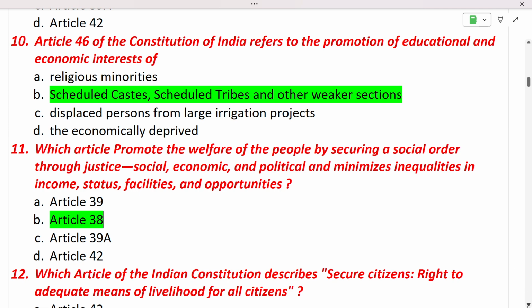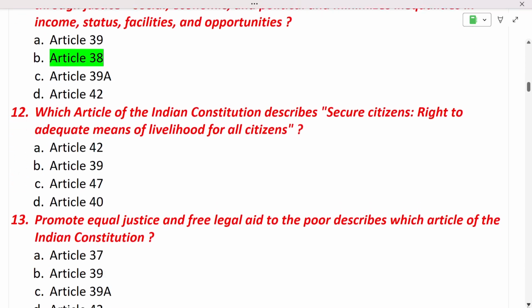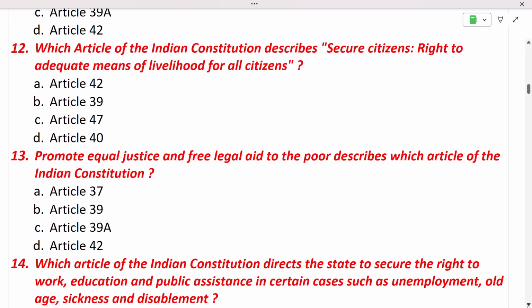Next, we will move to question number 12. Which article of the Indian Constitution secures citizens' right to adequate means of livelihood for all citizens? Option A, Article 42. Option B, Article 39. Option C, Article 47. Option D, Article 40. So the answer is B, that is Article 39.